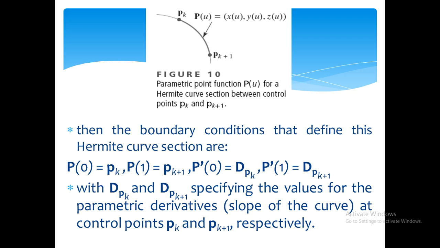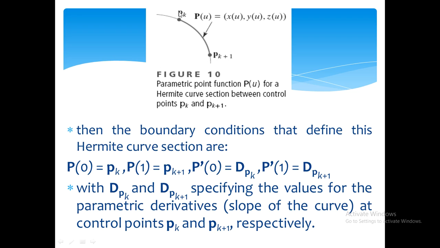Then the boundary conditions that define this Hermite curve section are P(0) equal to pk. P(0) equal to pk means when u is 0, at this point, that is pk. If u is 0, then you are here. When u is 1, then you are here.